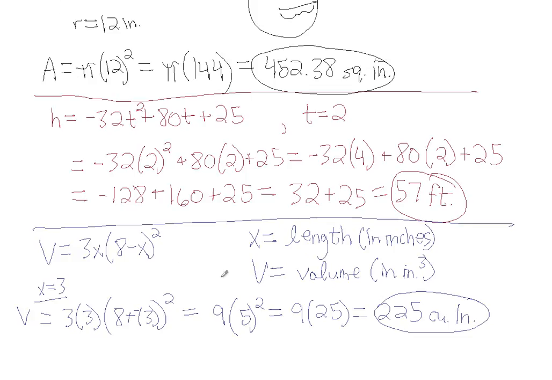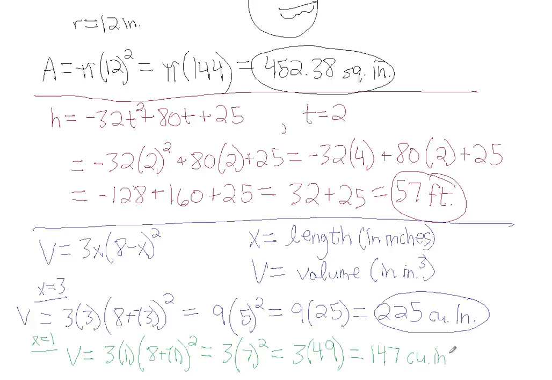Okay, now let's determine what is the volume if the box is 1 inch in length. Well, we simply plug in a 1 every time we see x. So when x equals 1, the volume V is going to be 3 times 1 times (8 minus 1) squared. Go ahead and join our 3 and our 1. 8 minus 1, or 8 plus a minus 1, gives us 7 squared. Exponents come next. 7 squared is 49. And 3 times 49 is 147, given in cubic inches. So when the length of the box is 1 inch, the volume of this box is 147 cubic inches. And when the box is 3 inches long, it's 225 cubic inches.